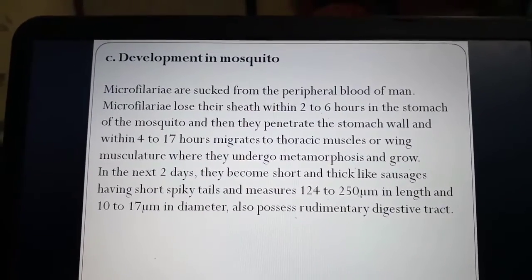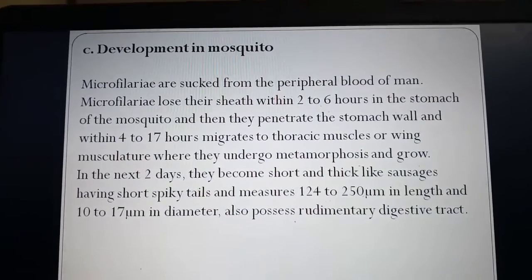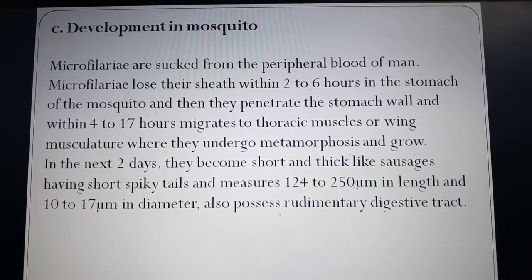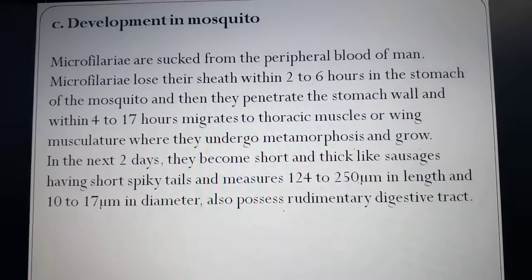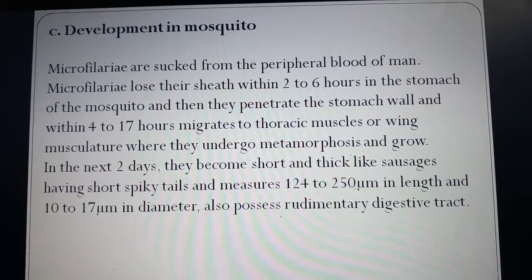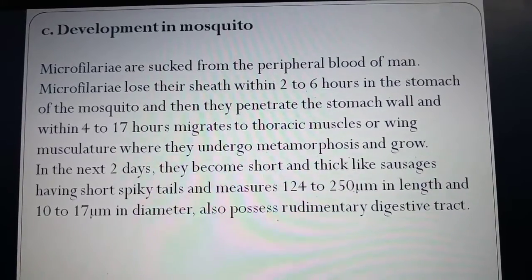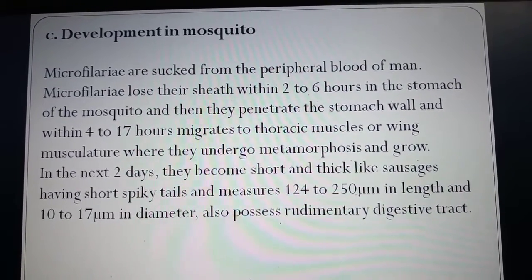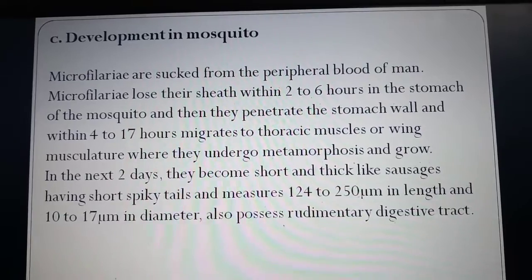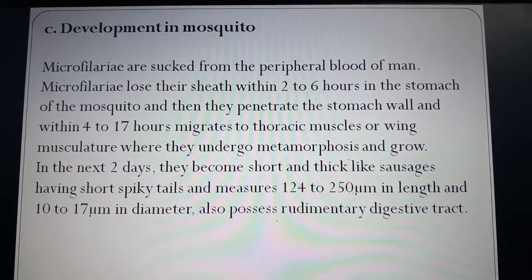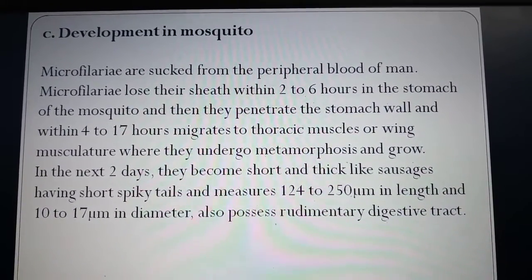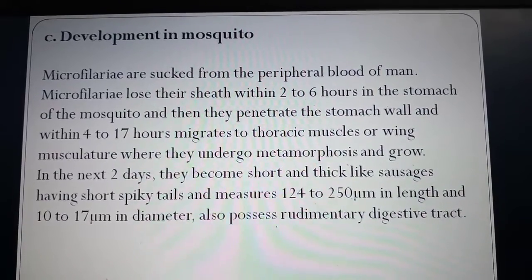Development in a mosquito. Microfilariae are sucked from the peripheral blood of man. Microfilariae lose their sheath within 2 to 6 hours in the stomach of the mosquito, and they penetrate the stomach wall and within 4 to 17 hours migrate to thoracic muscles or wing musculature, where they undergo metamorphosis and grow.